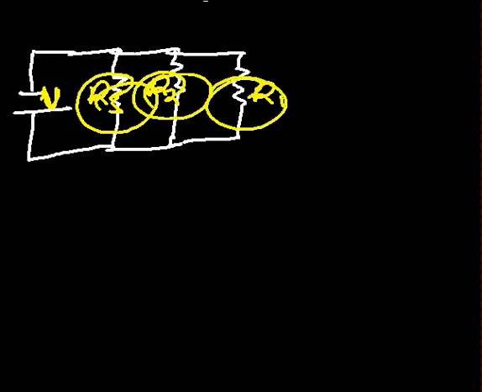So now this circuit, let's say this is resistor 1, this is resistor 2, and this is resistor 3. And this is the battery in that case. So all these resistors are in a parallel circuit. This is the parallel circuit.